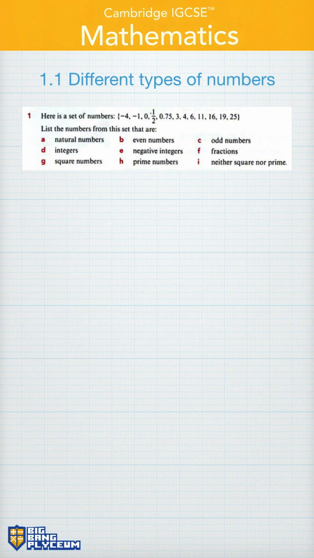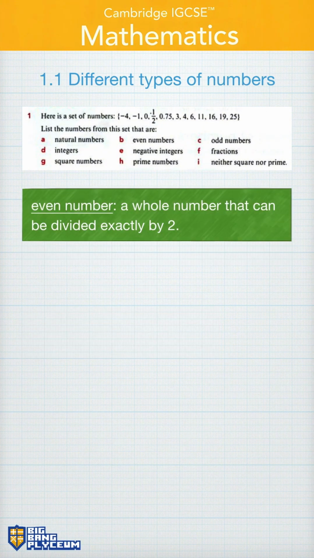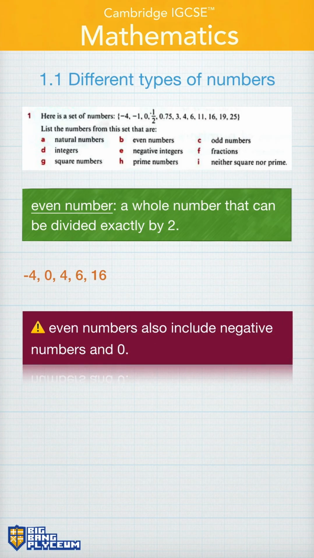Alright, let's move on to the next type. Even numbers are defined as whole numbers that can be divided exactly by 2. So obviously, -4, 0, 4, 6, 16 are even numbers. And pay attention that even numbers also include negative numbers and 0, because these two types of numbers are able to be divided by 2 also.